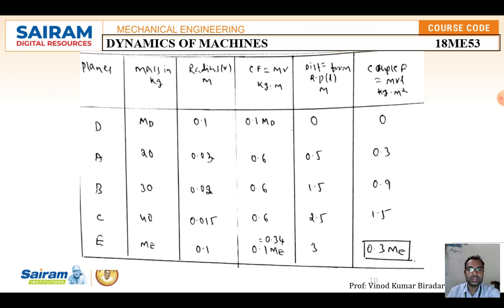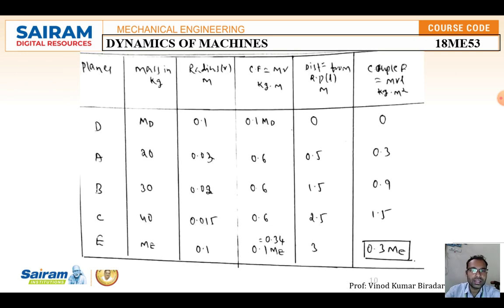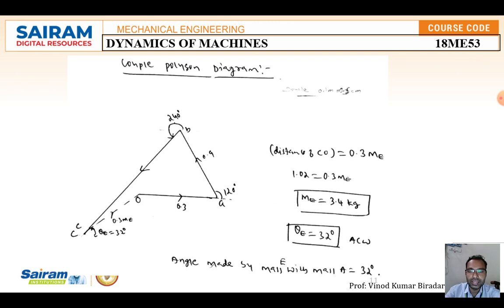If you multiply that, you are going to get the last value, that is md into 0.1 into 0, you are going to get 0. Again 20 into 0.03 into 0.5, you are going to get 0.3. Like that, if you multiply, you are going to get the last values. Okay, so this is the same couple polygon diagram and force polygon diagram. Again, from the couple polygon diagram, take the last values, that is d to a, 0.3 is there, so 0 to a is 0.3.